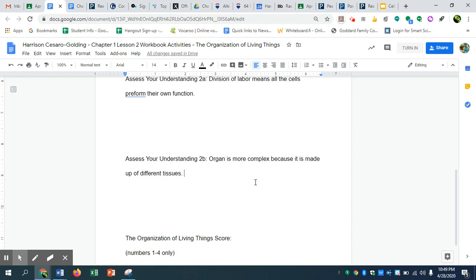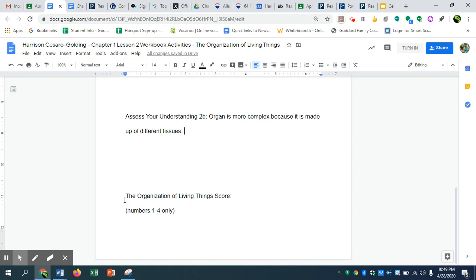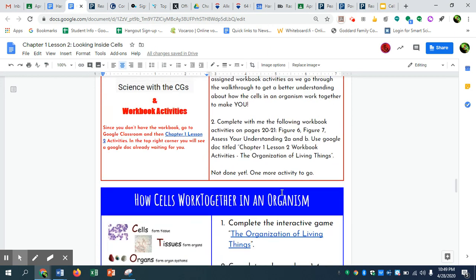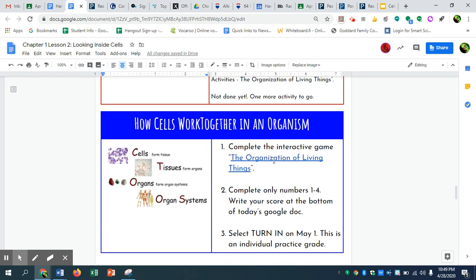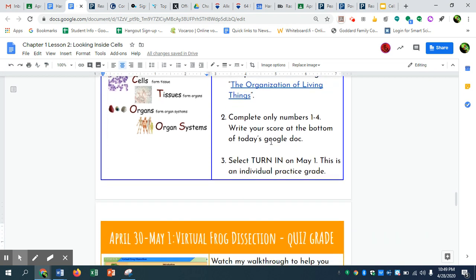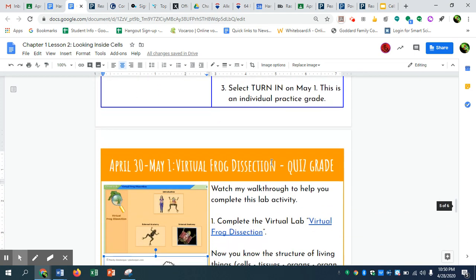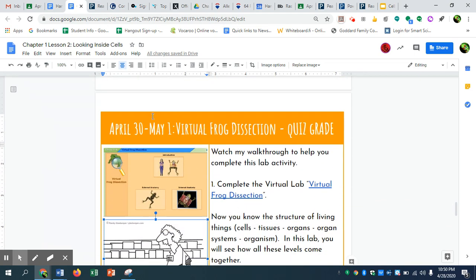Okay. So the final thing that you have to do for this activity today is to go back over here. You're going to click on this activity, the organization of living things. You're only going to complete numbers 1 through 4 because number 5 is an open-ended question. And then you're finally going to turn in your doc on May 1st. Remember, we don't want to turn it in every single day. We will only want to turn it in at the end because we have 5 activities. And then once you turn it in, I can check all 5 of them. All right, so today's activity is an individual practice grade. Come back tomorrow. I'm going to talk about tomorrow's quiz grade.